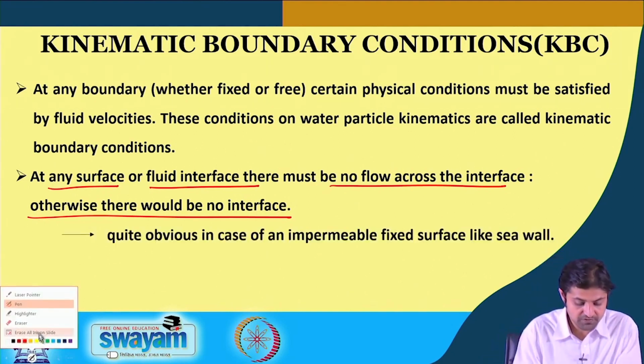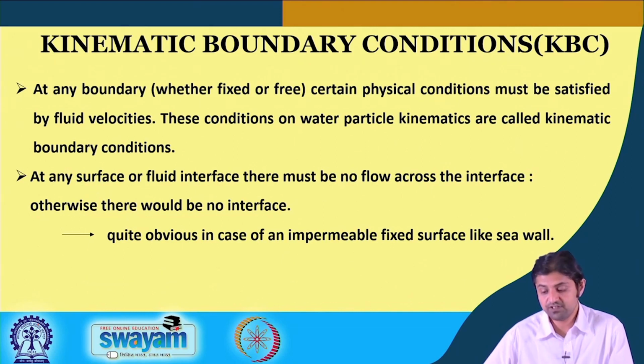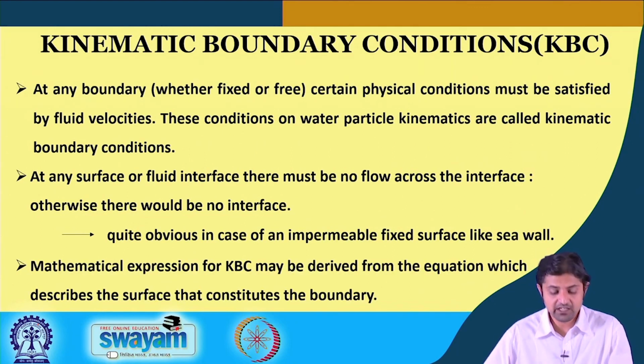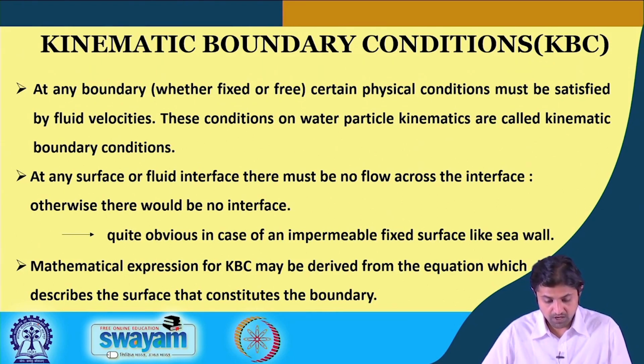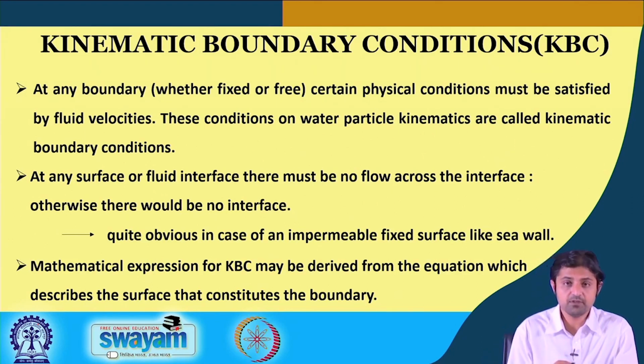This is quite obvious actually in the case of an impermeable fixed surface like a seawall. The mathematical expression of the kinematic boundary condition may be derived from the equation which describes the surface that constitutes the boundary. So now we talked about what the kinematic boundary condition is. Now we have to find what the mathematical equation for such boundary conditions is, and as said, these kinematic boundary conditions can be derived from where?